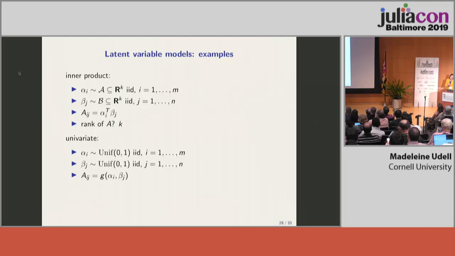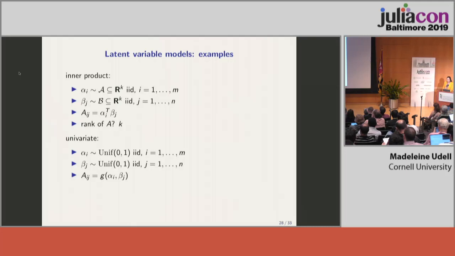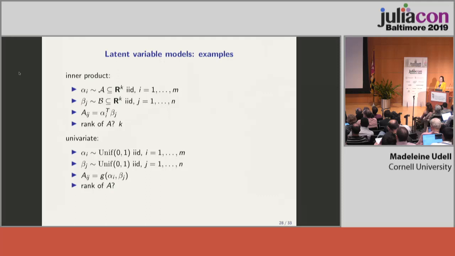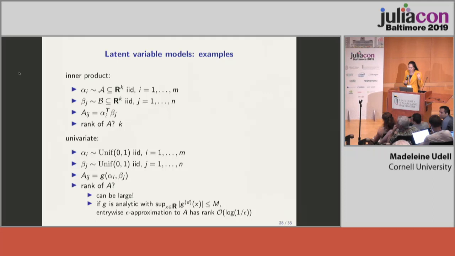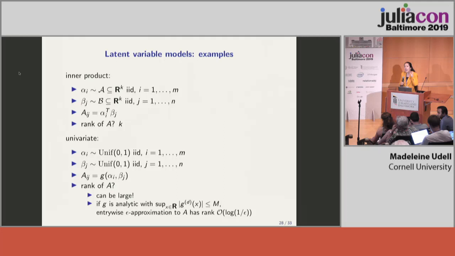Let's talk about a slightly more complicated model. Let's suppose that alpha i and beta j are univariate. We run it through some function g. Can you say anything about what the rank of A is? Okay, so this is harder. It actually could be large. It could be full rank. What's maybe more interesting is that if g is analytic, you can bound the rank of an entry-wise epsilon approximation to A. If you want to approximate every entry of A within epsilon, you can do this with a model that has rank that grows as log of 1 over epsilon. So that's very slow. So for large enough matrices, the rank is going to be quite low.